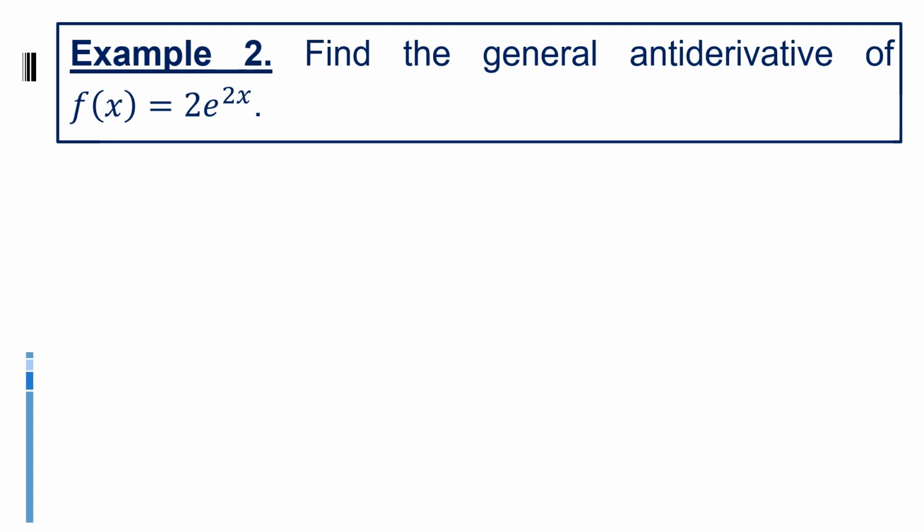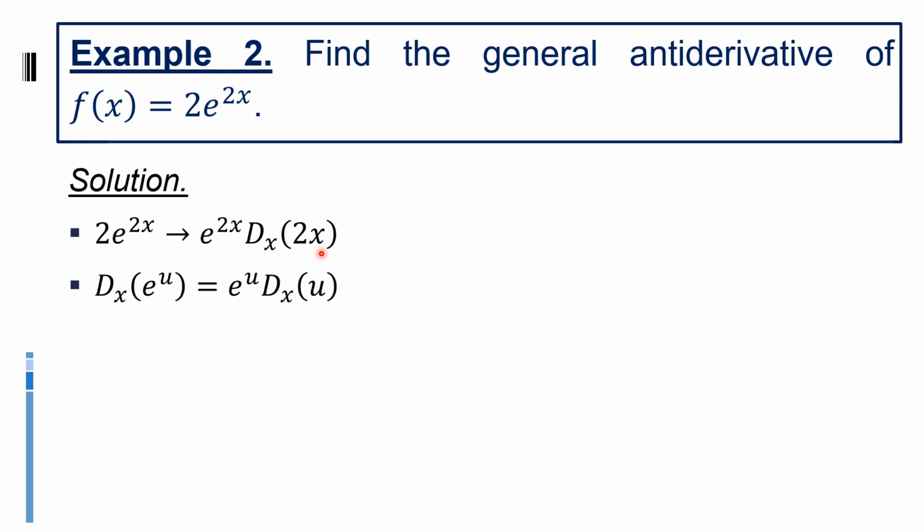Let's find the antiderivative of f of x equals 2 e raised to 2x. So for our solution, notice that yung 2 times e raised to 2x, pwede natin siyang isulat as e raised to 2x times the derivative of 2x, kasi ang derivative ng 2x natin is just 2. So pwede natin siyang gawing ganito: e raised to 2x times yung derivative ng 2x, which is 2.